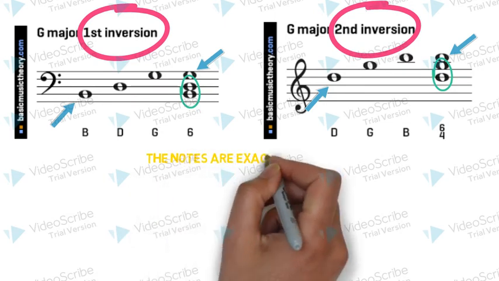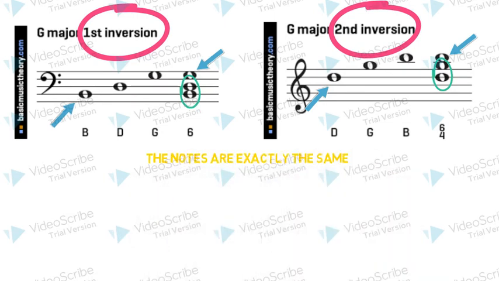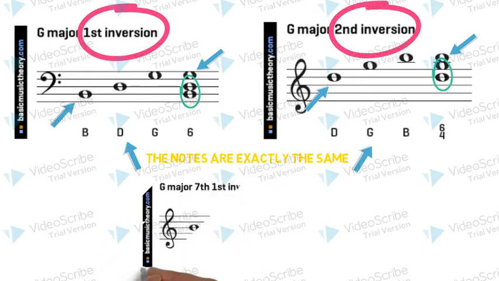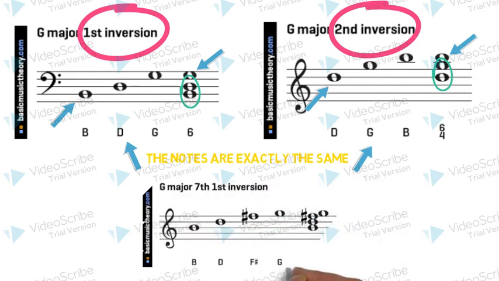The notes of the chord are exactly the same, but the inversions will make the chord sound more interesting to the listener. You can also do this with seventh chords in the exact same way. You should experiment with the different inversions and see which ones you think sound best for your composition.